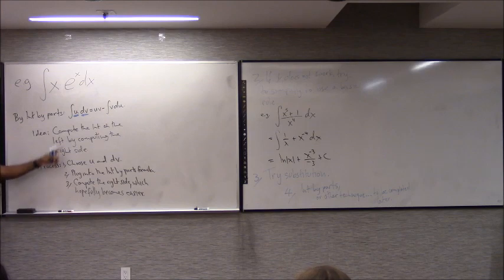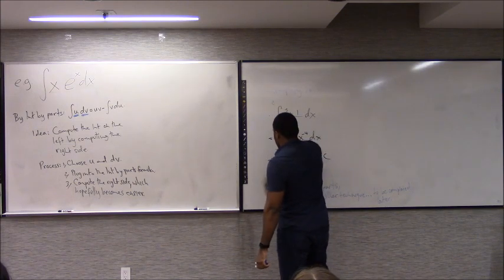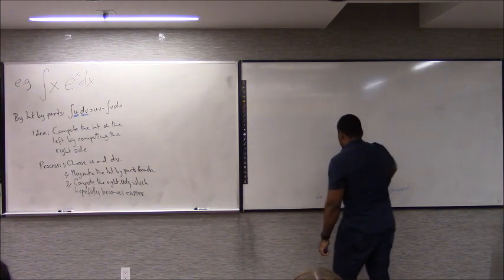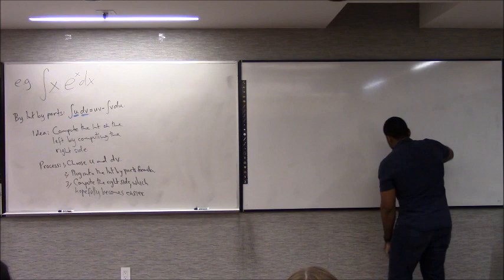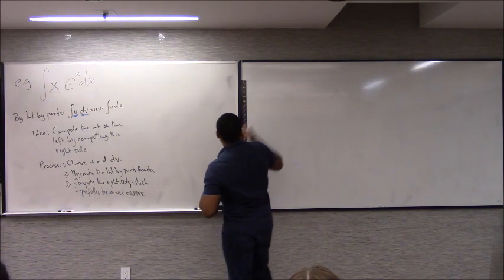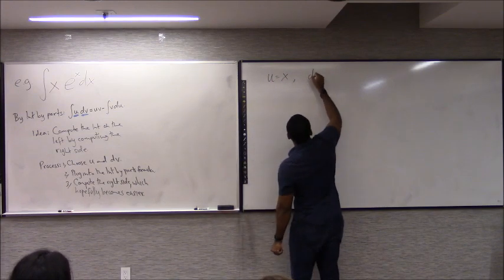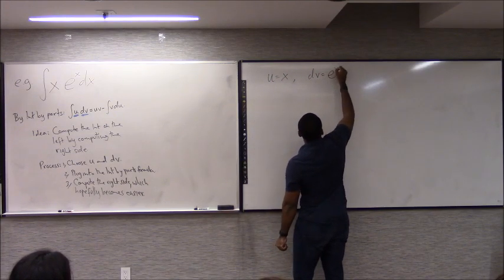So, who would you actually choose to be the u and the dv in this situation? x would be u, and e to the x would be dv. Okay, u equals x is always a bad substitution, but we're not doing substitution, we're doing integration by parts. So we'll set u equals x and dv equals e to the x.